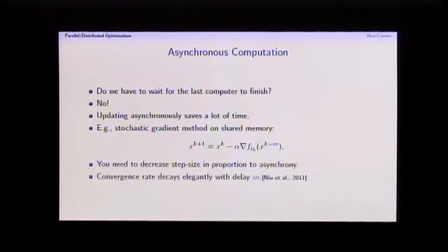Okay, but I know some of you are actually working on asynchronous algorithms. Do people want to add anything before I switch to the communication issue?